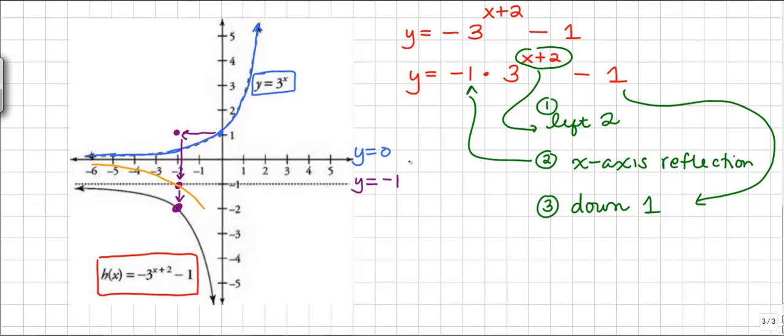Okay, to finalize this, the domain of the final graph is still all reals, but its range, because we have moved it around, is now negative infinity all the way up to negative 1, not included. And more on this topic in subsequent videos.